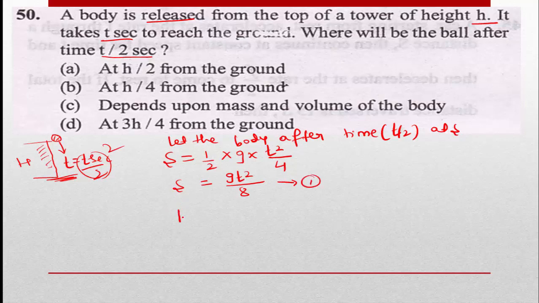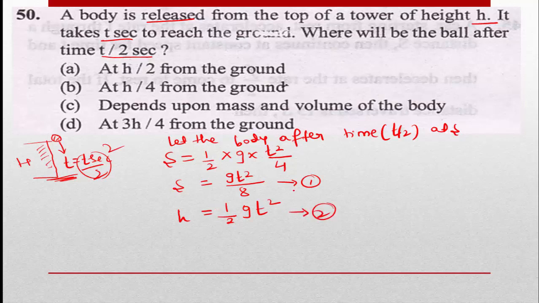And then here s is equal to h. We know the formula again, s equal to 1 by 2 into g into t square. We can write this as h is equal to 1 by 2 g into t square. This is equation number 2.